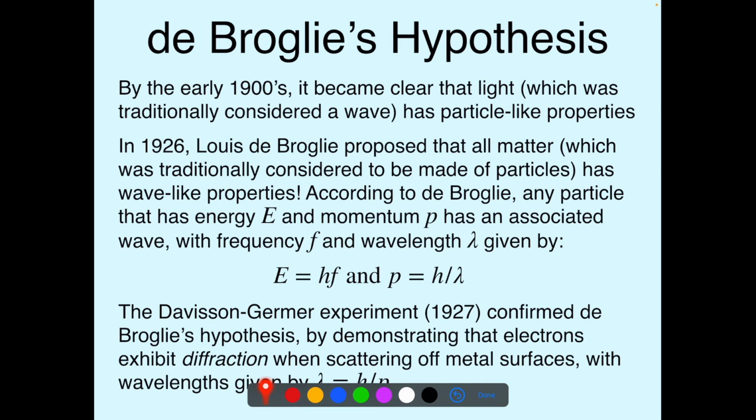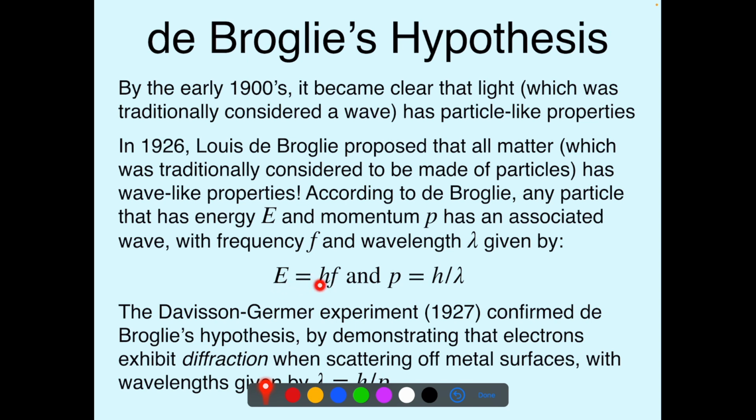So according to de Broglie, any particle that has energy E and momentum p has an associated wave with a frequency of f and a wavelength of lambda. So that's a lot to say. Let's put it into equations. So in other words, if our particle has energy E, it also has a certain frequency associated with it, which is given by, well, this formula.